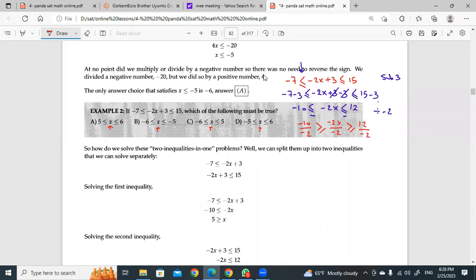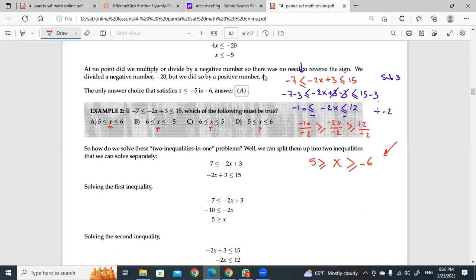So I have here negative divided by negative is positive. 10 divided by 2 is equal to 5. 5 is greater than or equal to negative 2 divided by negative 2, which will be 1, which is x, and finally 12 divided by negative 2, which is equal to negative 6.